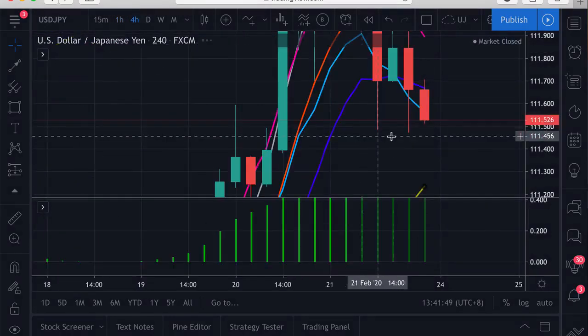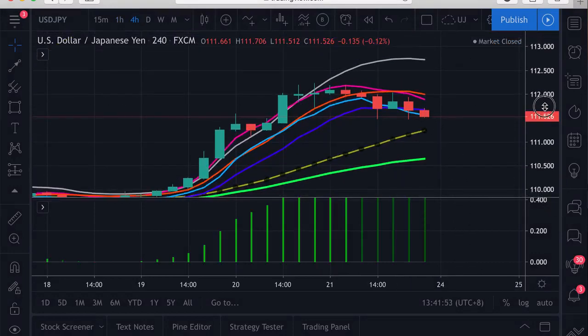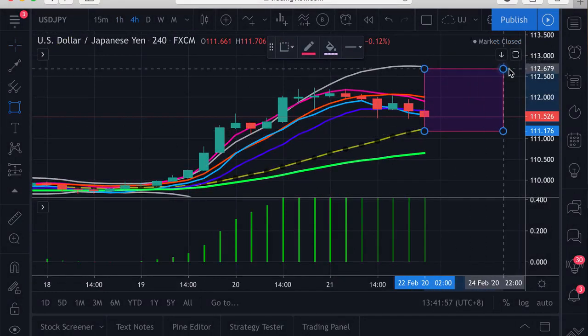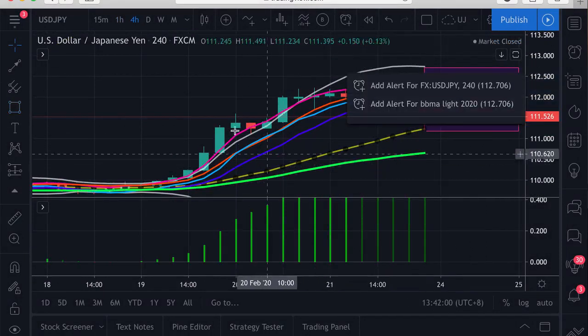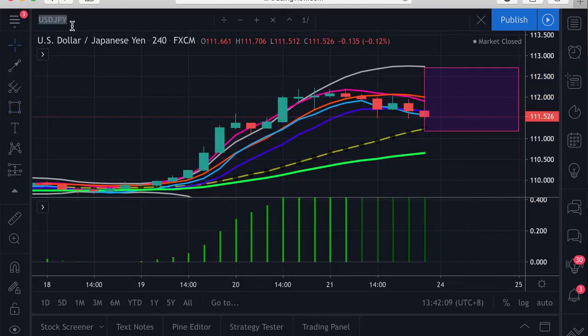So what we're going to do is put our entry from the mid BB. This is our sell zone from the mid BB to the top BB. So for us, USDJPY is going to be a sell, and this is our sell zone. Next pair is EURJPY.